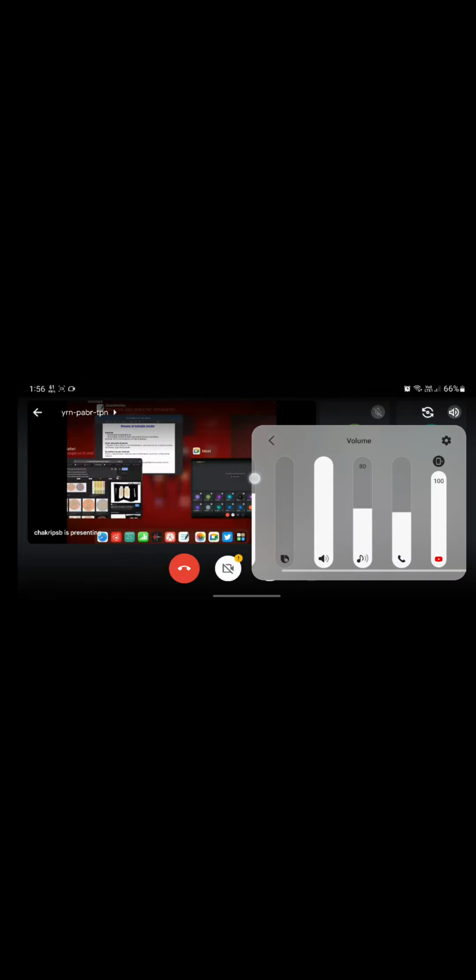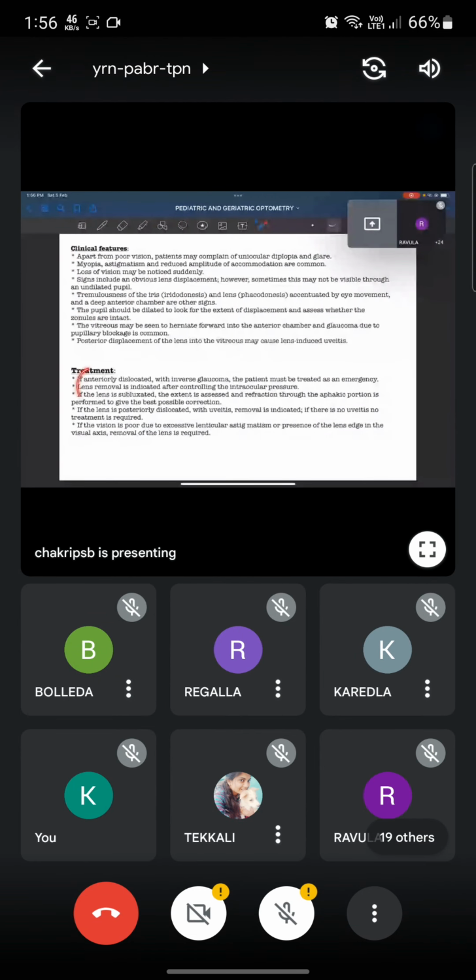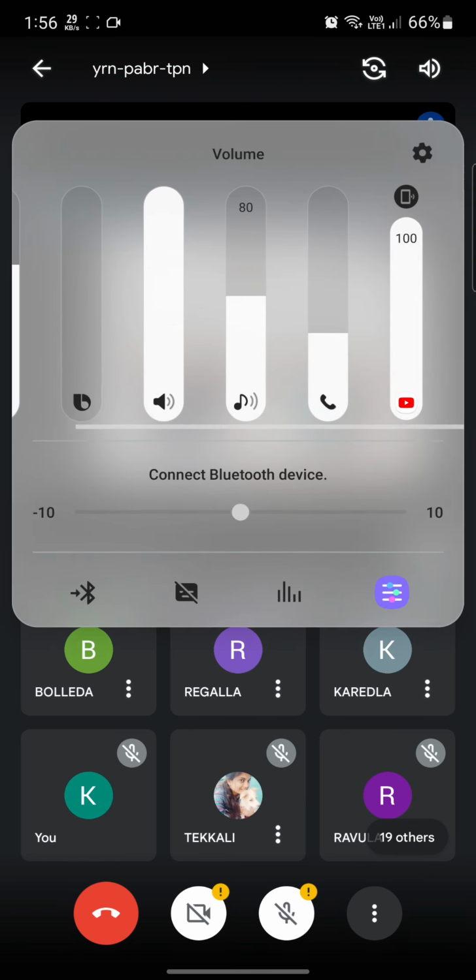That means the diplopia, the blurry vision, the glare, the accommodation problem, astigmatism and myopia will all be eradicated with this. So we need to correct the underlying conditions, then only the clinical features, symptoms or signs will be gone after treatment. Okay, this is ectopia lentis. Next is microcornea.